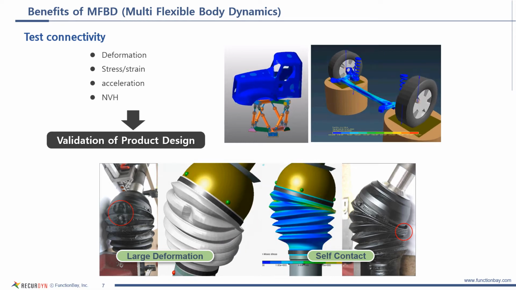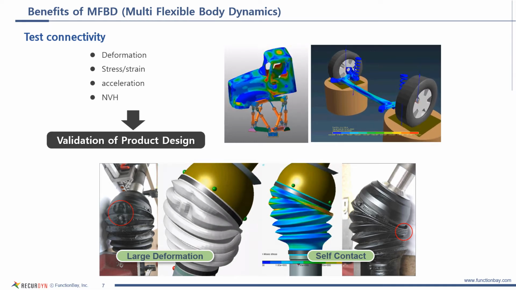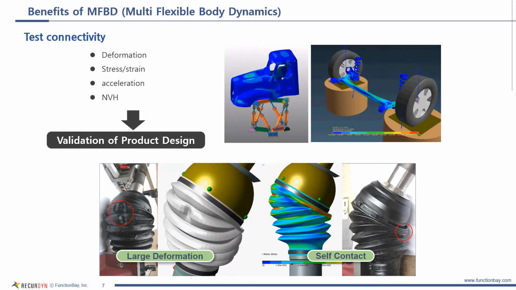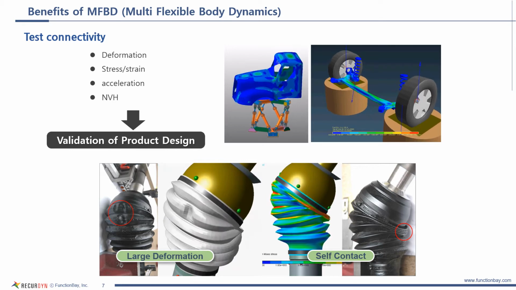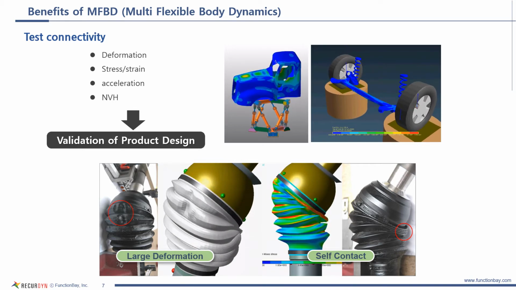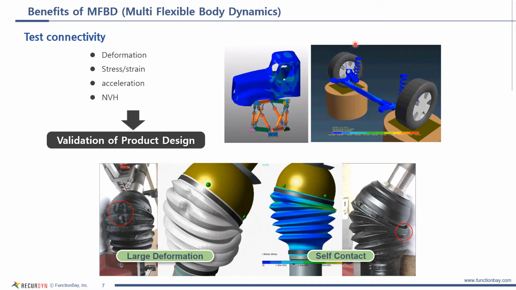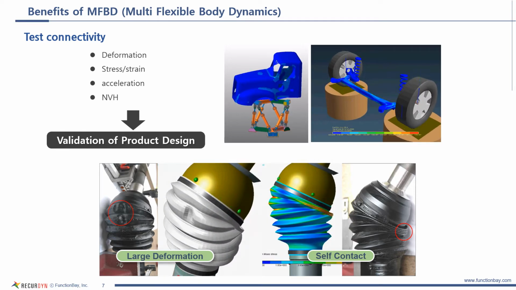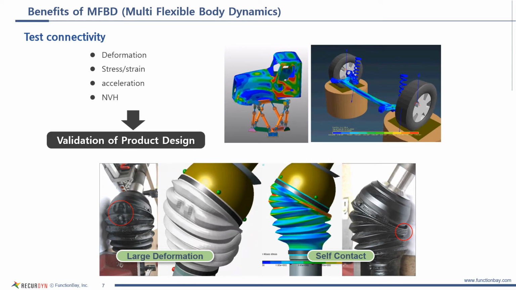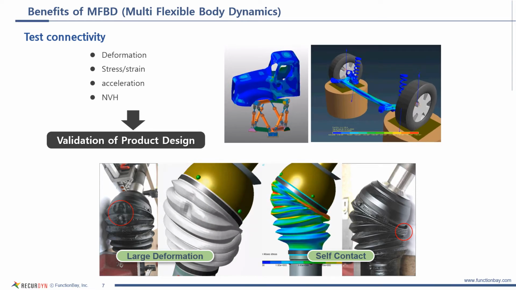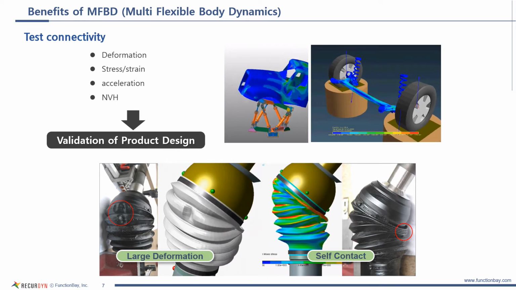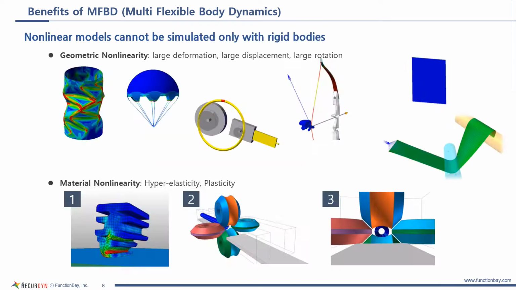Another important benefit of multi-flexible body dynamics is the test connectivity. By applying the data measured in the actual vehicle driving test to analysis, it is possible to confirm the deformation and stress acting on the torsion beam or cabin of the truck. This is very important since it can be used to validate product design. In the video shown below, you can see the deformation caused by the actual behavior of the joint boot. In this way, the same phenomena occurring in the test can be implemented in the simulation to process the design improvement. In addition, multi-flexible body dynamics is required for nonlinear models that cannot be expressed with rigid bodies only.